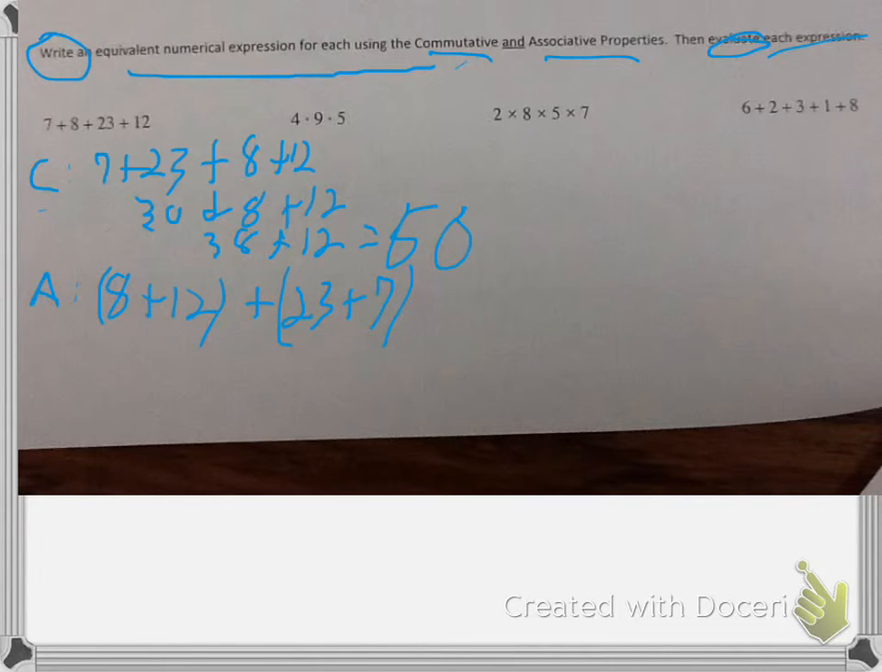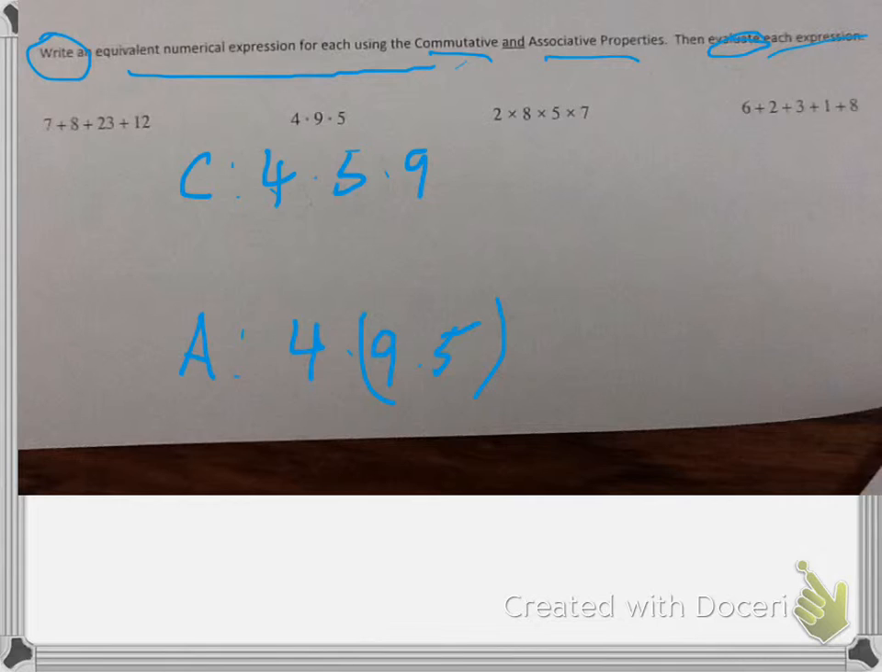Okay, so there's 50. And then the associative property states that I can change the grouping of the terms in an expression, and it does not affect the sum either. So I group these numbers so they're easy to add. 8 plus 12, I know that's 20. Plus 23 plus 7, I know that equals 30. 20 plus 30 equals 50. And there's my solution.